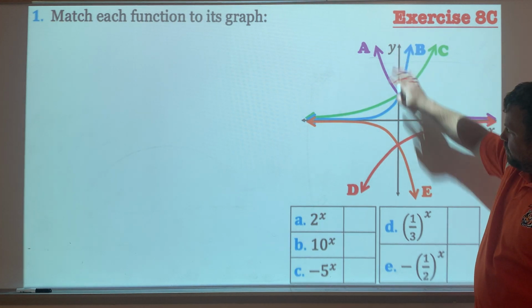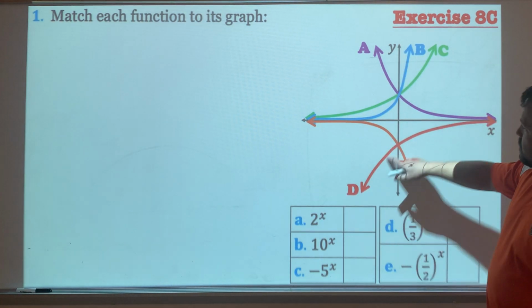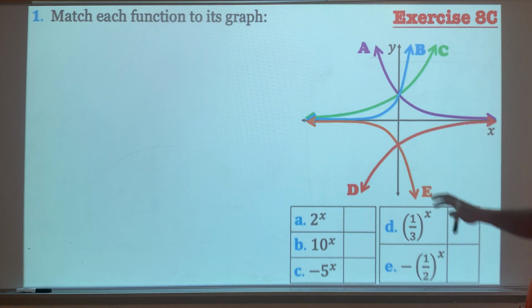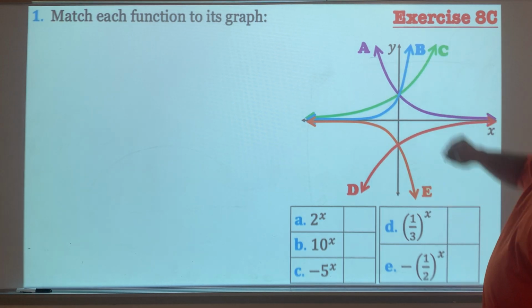Figure out which ones go up, which ones go down, right? Which ones go to the right, which ones go up. And then you're going to have to figure out here which one is steeper and which one is flatter.